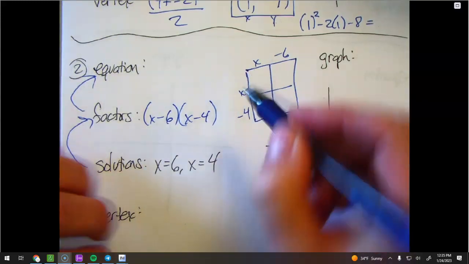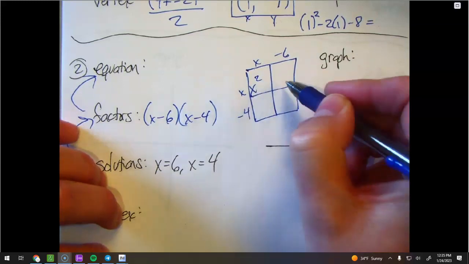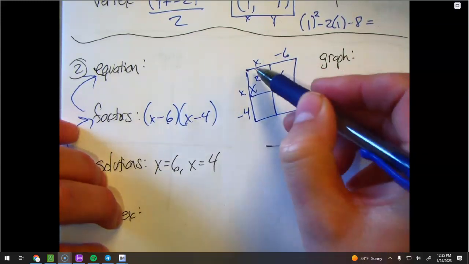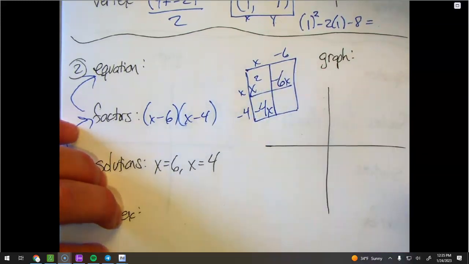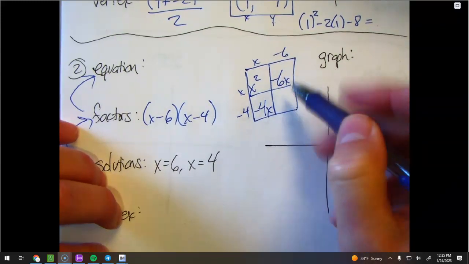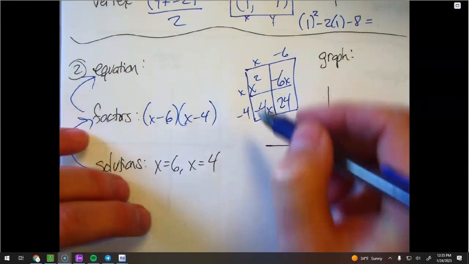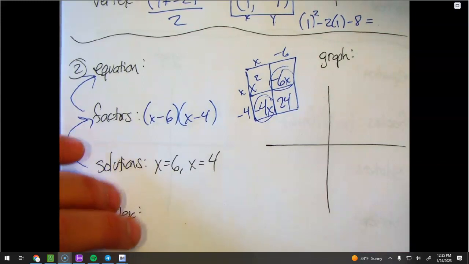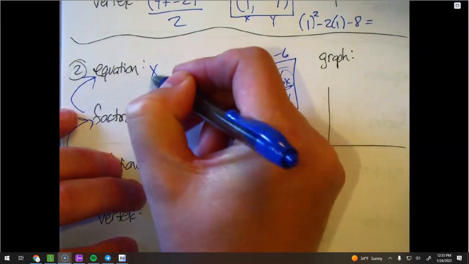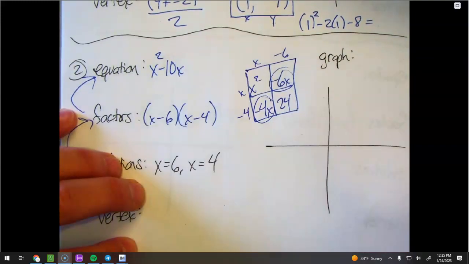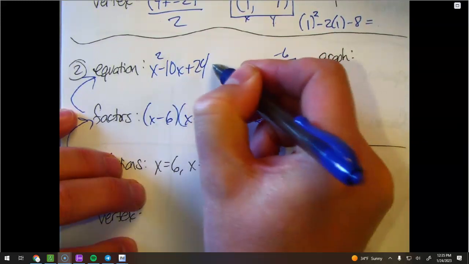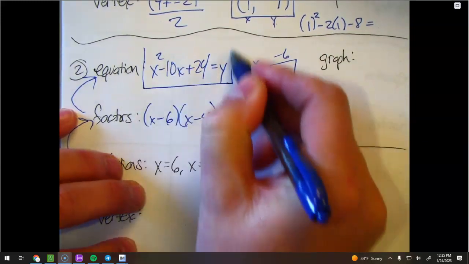So now x times x is x squared. This is negative 6x. This one is negative 4x. And then negative 6 times negative 4 is a positive 24. And then remember, these two corners are usually going to combine. So I actually have negative 10x. Put that equal to y.